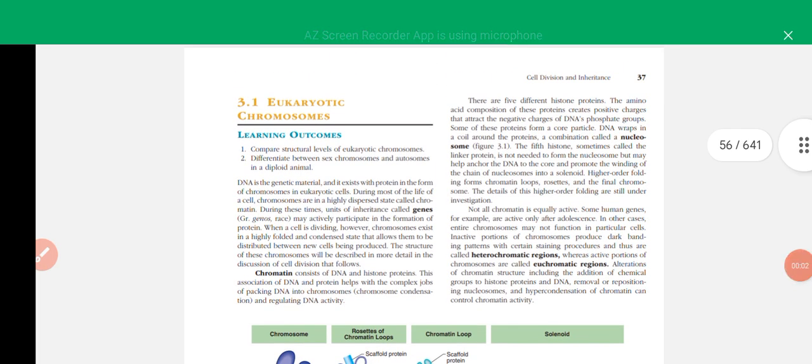Hello and welcome. In this tutorial, we will study the basic structure of the DNA and we'll study how DNA is coiled and supercoiled in the form of chromosomes.